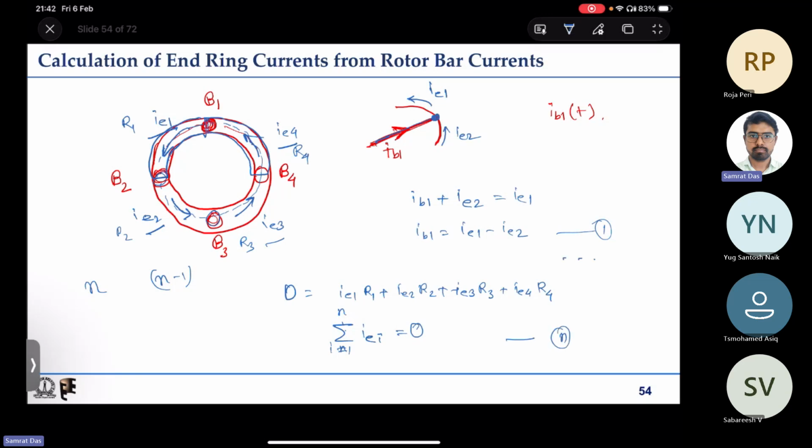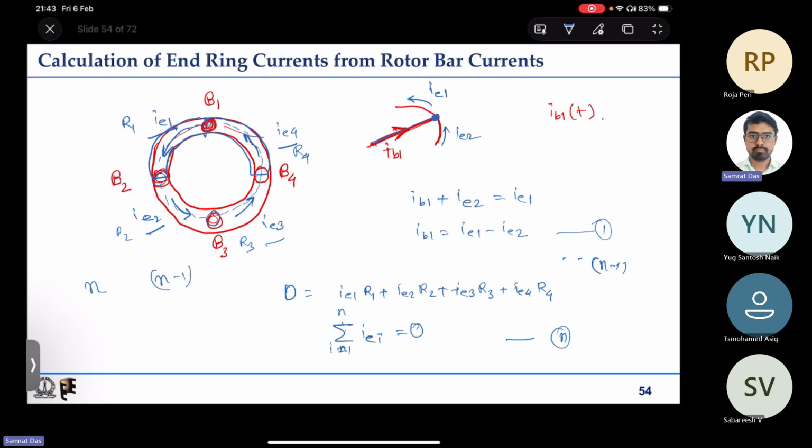So earlier you had n minus 1 equations, and if you solve this, then it is possible to get the currents of these different segments of the end rings. So this is how end ring current calculation can be done.